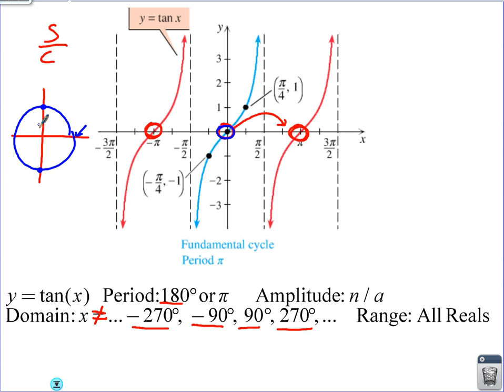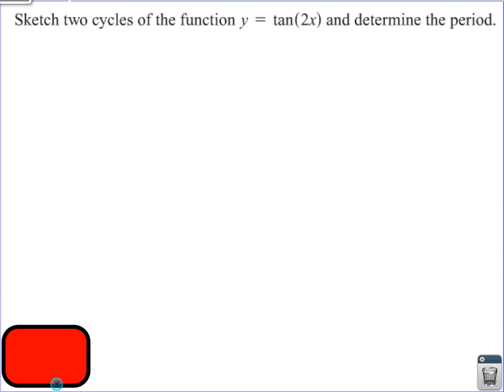The range, all real numbers. Because, again, your asymptote line, that thing follows it, keeps going up higher and higher and higher, so all real numbers from negative infinity to positive infinity. That's your domain and range there.